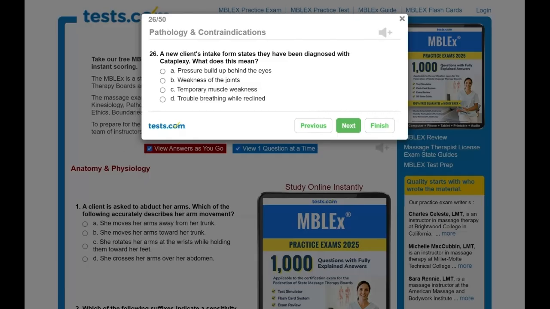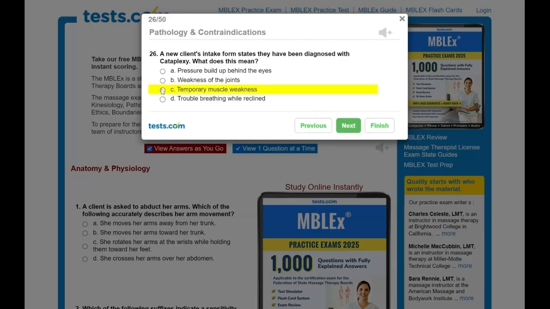Question 26. A new client's intake form states they have been diagnosed with cataplexy. What does this mean? A. Pressure buildup behind the eyes. B. Weakness of the joints. C. Temporary muscle weakness. D. Trouble breathing while reclined.